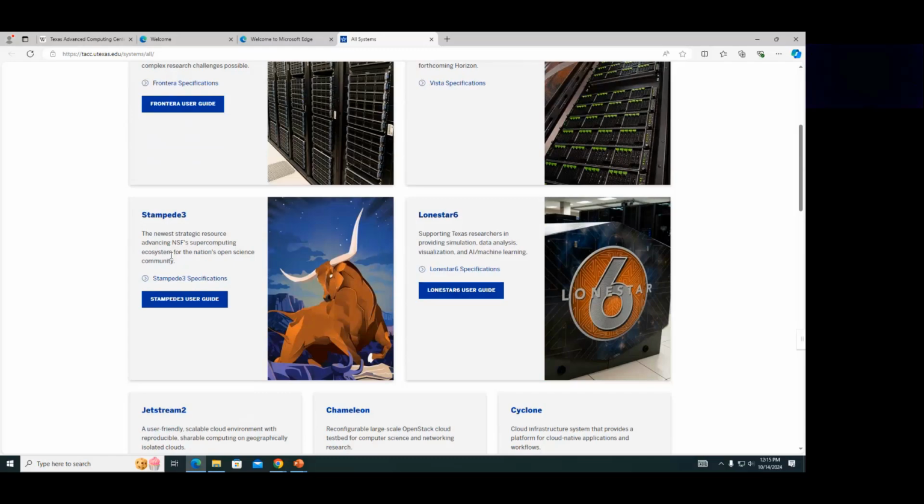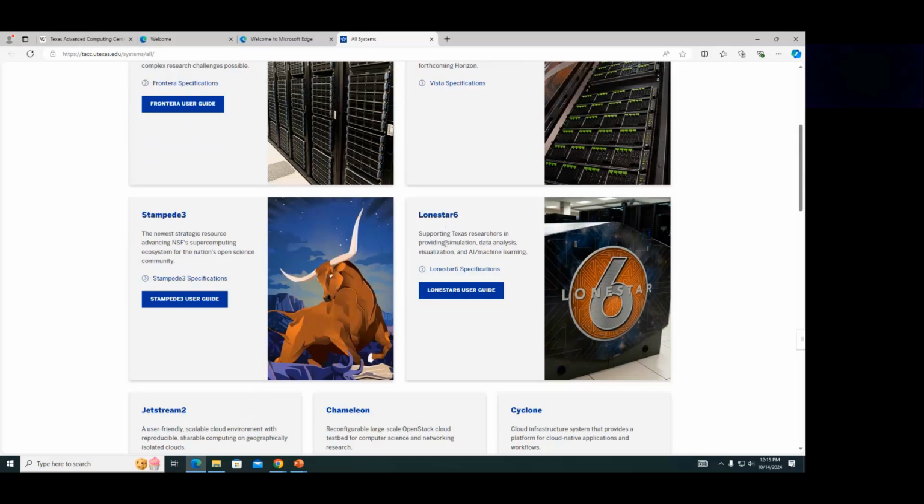Even right now, it is not fully configured yet. Some resources are still being configured. It's going to be available very soon. So we have access to this Stampede 3. That is the newest resource. And Lone Star 6. Lone Star 6 is very unique, also very new.